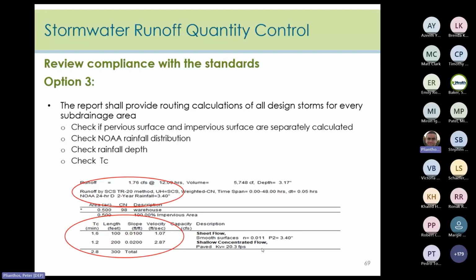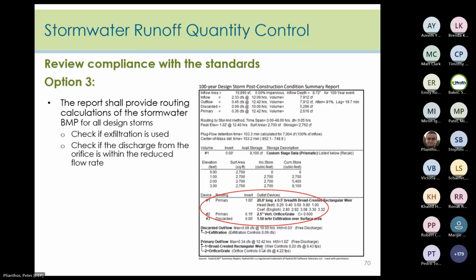Now, as I mentioned earlier, the stormwater report shall provide routing calculations for all subdrainage areas for all design storms. And the reviewer should check the unit hydrographs, the rainfall depths and distributions, the CN values and whether or not they were averaged, and the times of concentration. You should also check the summary to verify if exfiltration was used, which would be shown as discarded, and what the primary outflow is, which is the flow ultimately coming out of the BMP.